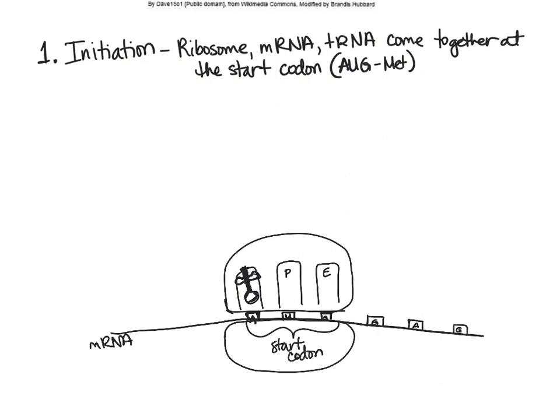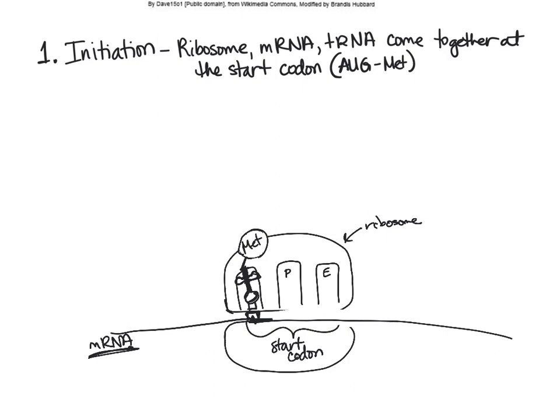So for our start codon, we have our ribosome. We have our mRNA molecule with our start codon. And then we have our tRNA molecule, and attached to the tRNA molecule, we have the amino acid methionine. So our tRNA molecule is going to come down. I just realized I drew this wonky here. Let me back up.